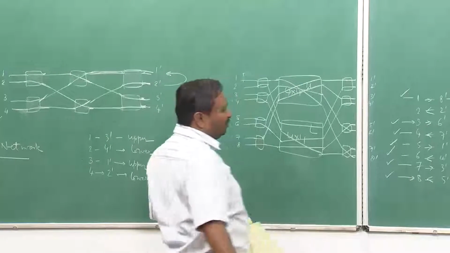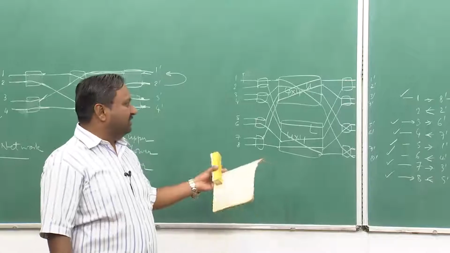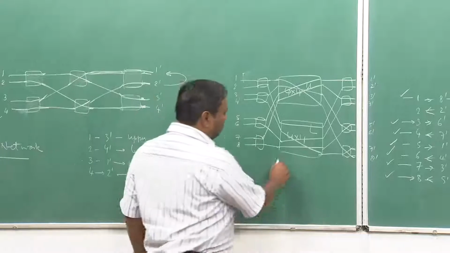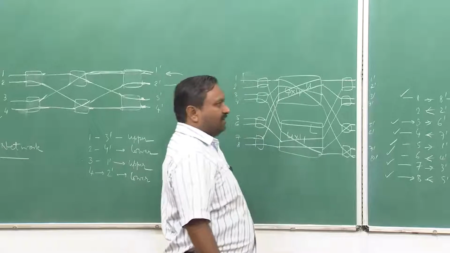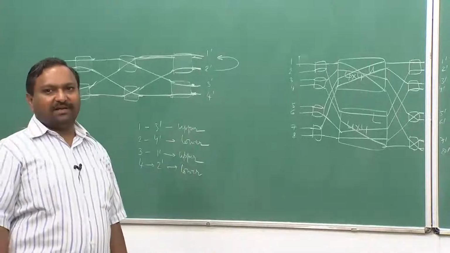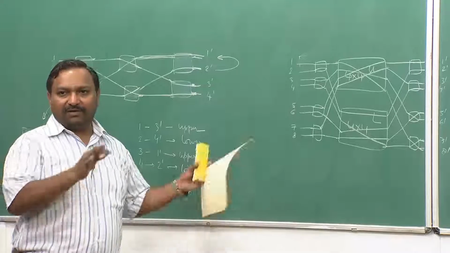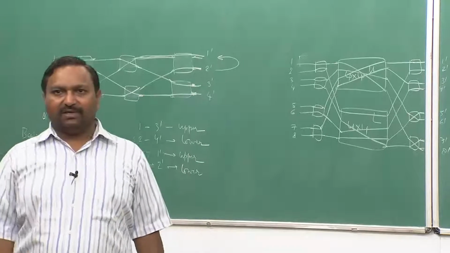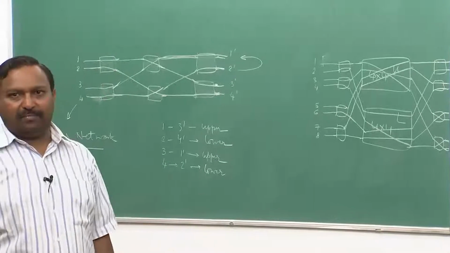I am showing 4 by 4 block, but actually the network will be requiring 3 stages of 2 by 2 here. Okay. So, again I can use this looping algorithm and set up the paths there, and there will not be any blocking so far. You follow this procedure. Okay. The looping thing is taken care of.